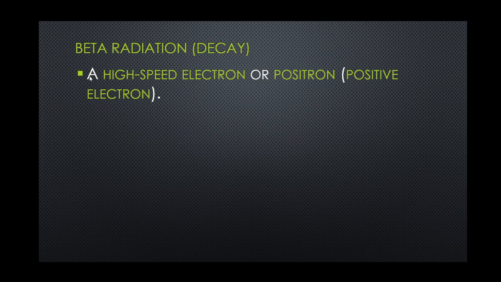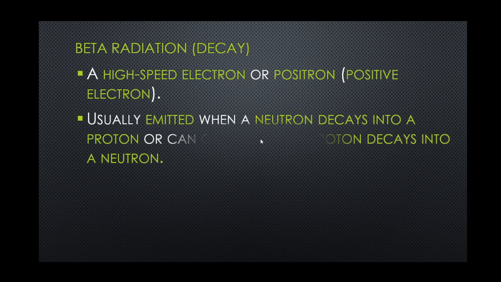So it is a high-speed electron, or what we sometimes call a positron, which means it's a positive electron. Just know that that is a possibility. I'm not going to explain that. That's for as you go up into higher chemistry courses. Okay, and it's usually emitted when a neutron decays into a proton. So what does that mean? It means a neutron comes out of the atom, it decays off, and it decays into a proton.